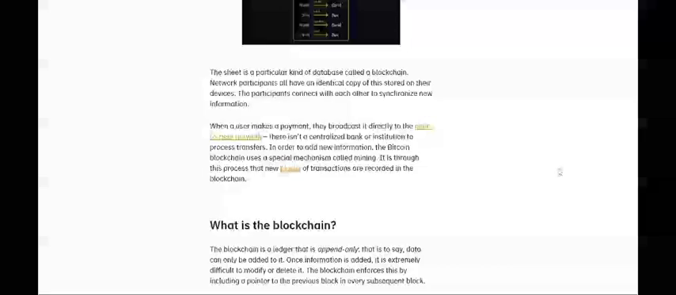How does Bitcoin work? When Alice makes a transaction to Bob, she's not sending funds in the way you'd expect. It's not like the digital equivalent of handing him a dollar bill. It's more like her writing on a sheet of paper that everyone can see that she's giving $1 to Bob. When Bob goes to send those same funds to Carol, she can see that Bob has them by looking at the sheet. The sheet is a particular kind of database called a blockchain. Network participants all have an identical copy of this stored on their devices. The participants connect with each other to synchronize new information. When a user makes a payment, they broadcast it directly to the peer-to-peer network. There isn't a centralized bank or institution to process transfers. In order to add new information, the Bitcoin blockchain uses a special mechanism called mining. It is through this process that new blocks of transactions are recorded in the blockchain.